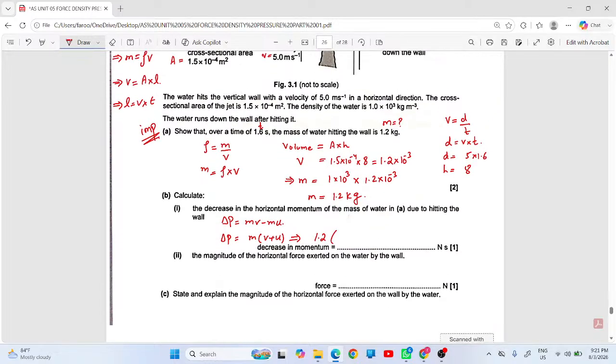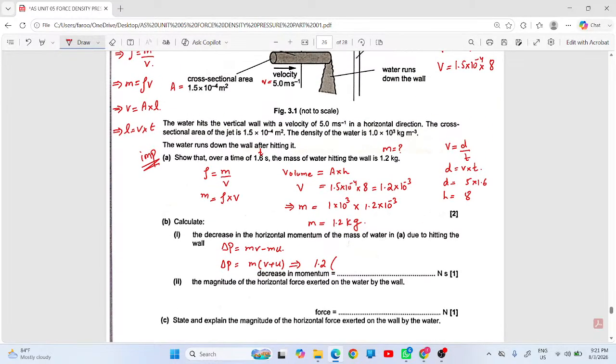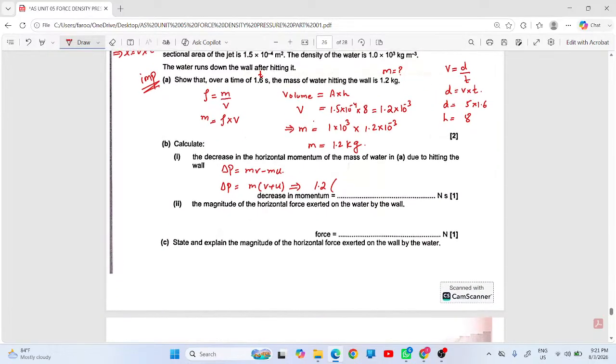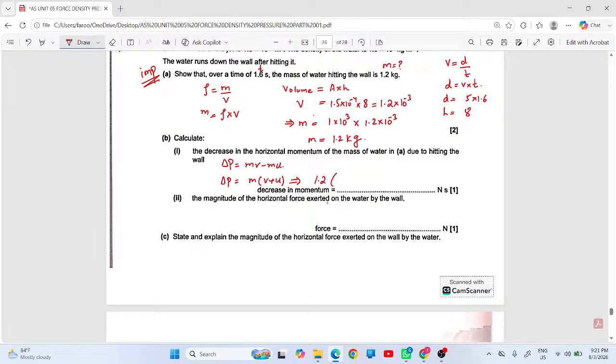But after hitting the wall, वो क्या हो रहा है? The water runs down the wall after hitting. अच्छा, उसकी हम final velocity assume करते हैं कि change in velocity is just 5. ठीक है? The velocity is 5 meter per second. चेक करें क्या आंसर आता है. 6. Okay, 6.0 Newton second.